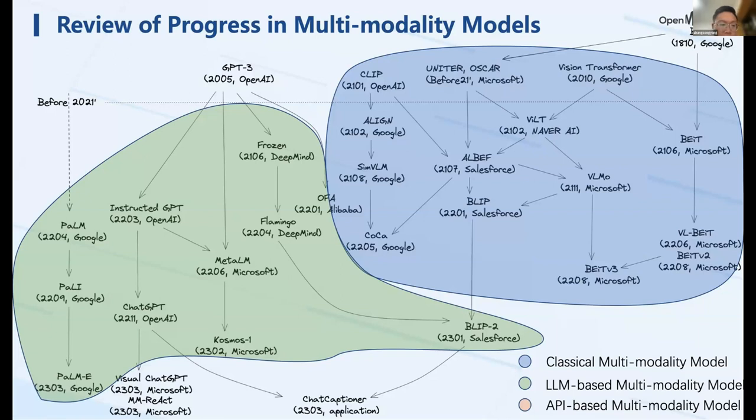And recently, when the ChatGPT API became available to the public, many researchers have tried to use the ChatGPT API as a controller and use different modality models as experts. Then we can build a powerful multimodality system by using the API to call different expert models, such as Visual ChatGPT, MM-ReAct, and other works.